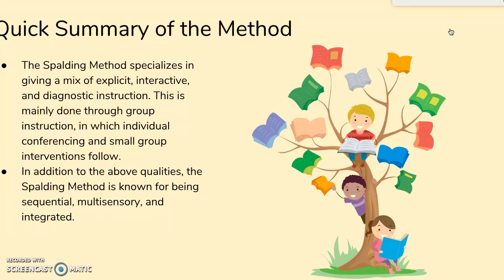This is mainly done through group instruction, instruction to the entire class at one time. After that, if the teacher sees that a student has special needs, or is going above and beyond and is gifted, or is an English language learner, she might choose to have individual conferencing or small group interventions to follow the group instruction. In addition to the above qualities, the Spalding method is also known for being sequential, multisensory, and integrated. And I think that's really important because having a plan, having a structure for a method, is extremely good because it'll give students the proper progression as they go along in their learning.